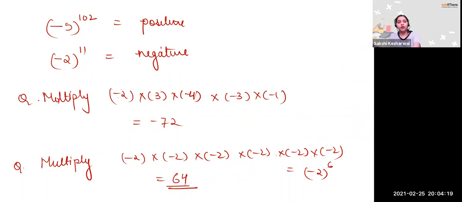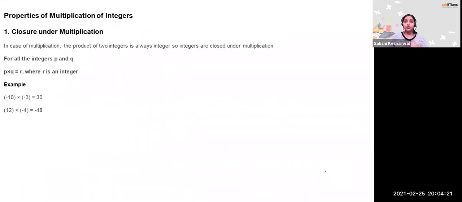Choice is yours. Okay. Now, coming to the properties of multiplication. As we have learned in the whole numbers, for the integers most of the properties are valid for addition and multiplication, all of them.